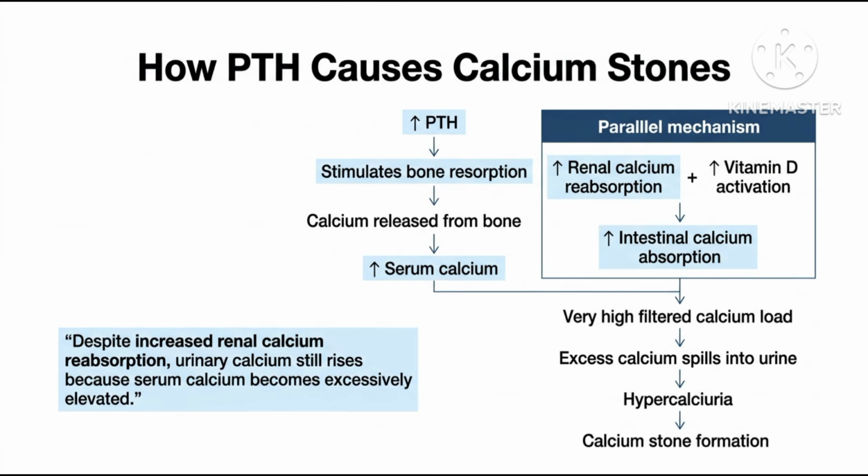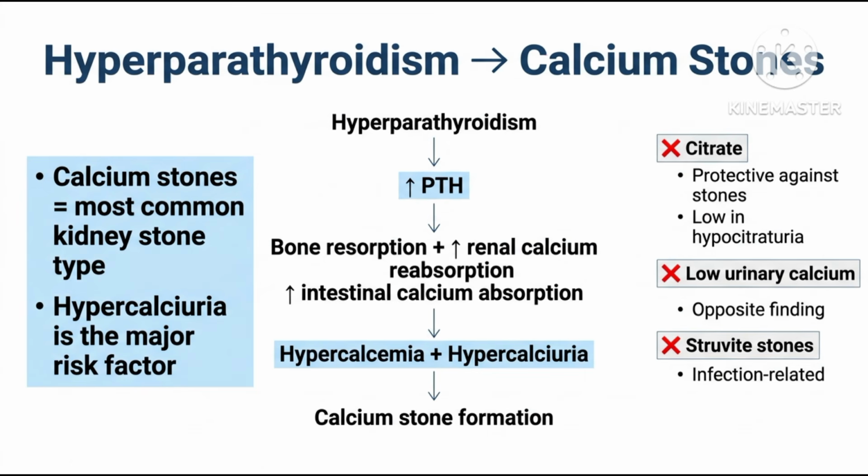Excess calcium spills into urine, causing hypercalciuria, increasing the risk of calcium stone formation. Calcium stones are the most common type of kidney stones. Hypercalciuria is a major risk factor for it.